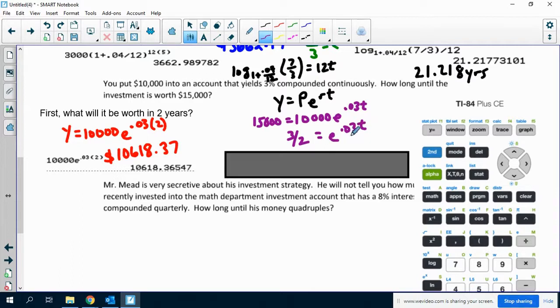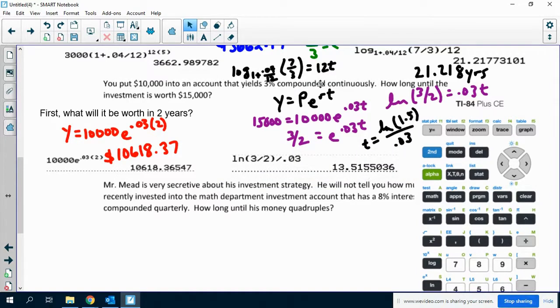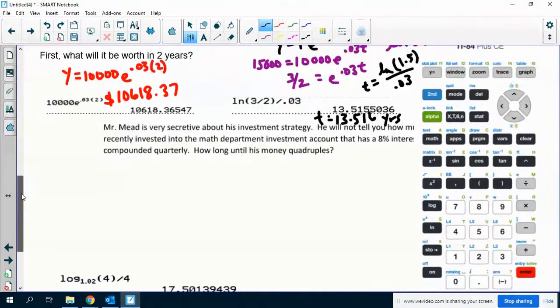And then what we want to do is take a natural log of both sides. That gets rid of the e. So we have natural log of 3 halves equals 0.03t. And then to get our final answer, we would divide by 0.03. So t equals natural log of 3 halves, or natural log of 1.5, divided by 0.03. And if I type that in the calculator, I get 13.516 years. So t equals 13.516 years.